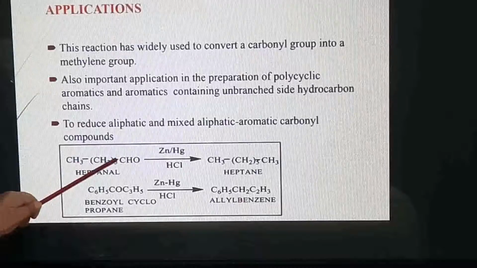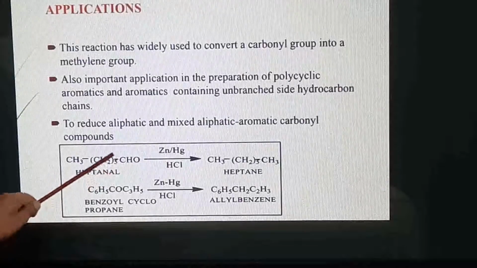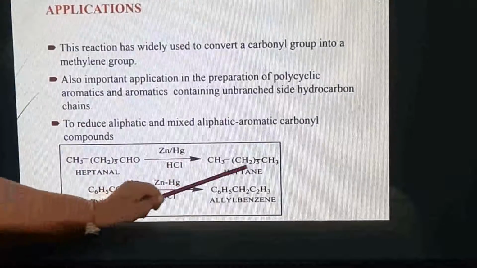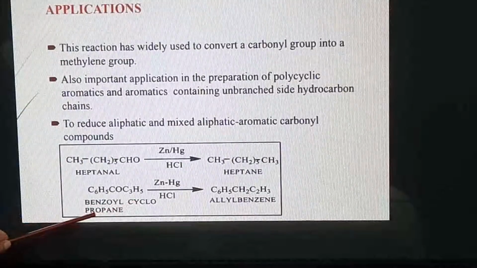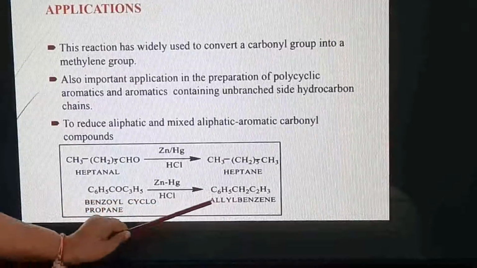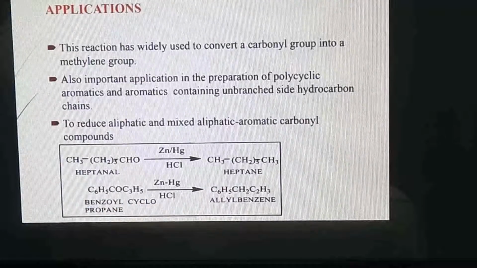Here is a simple aldehyde, heptanal, which contains a carbonyl group. This carbonyl group is converted to a CH3 group, so heptanal is converted to heptane. And here is a cyclopropyl ketone; the CO is converted to CH2, giving the alkyl-substituted product. We can use the Clemmensen reduction reaction for these.